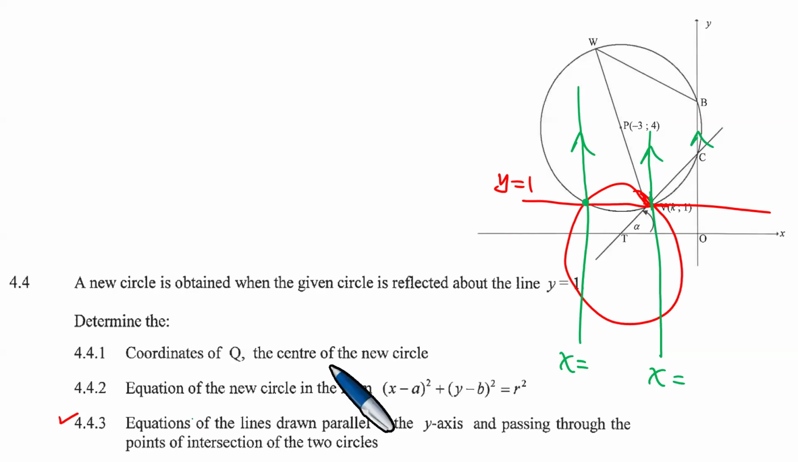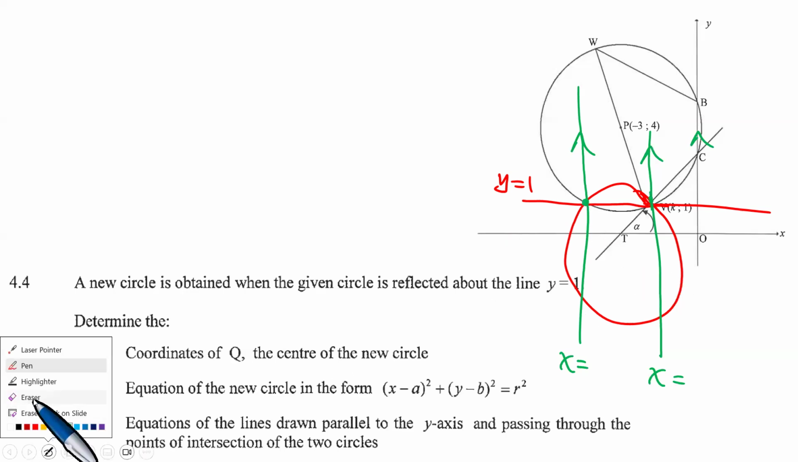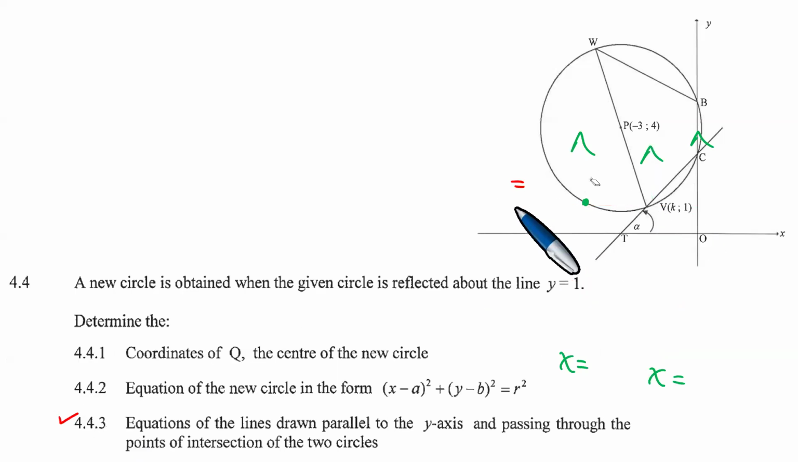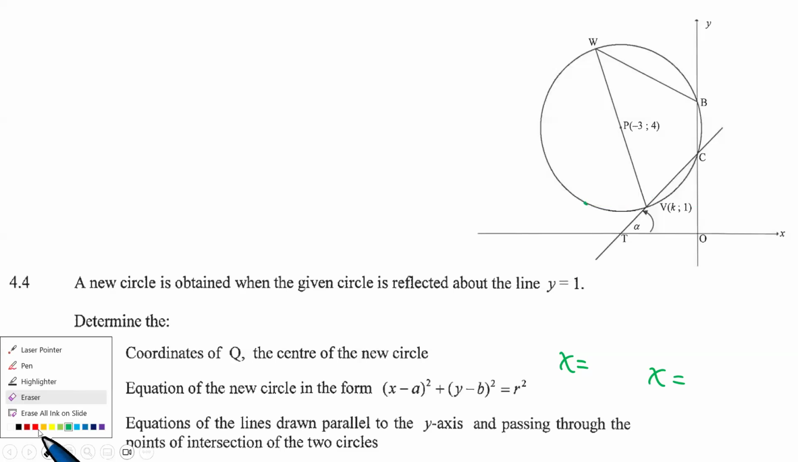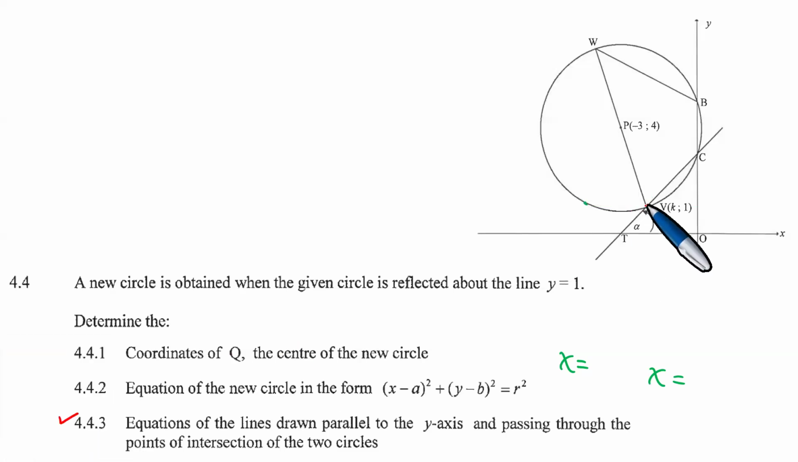If you look very carefully here, you can see that there is a point of intersection here. Right, so there's a point of intersection there. And also, along this line, there's going to be another point of intersection there. The easiest way is just to equate the two circles.